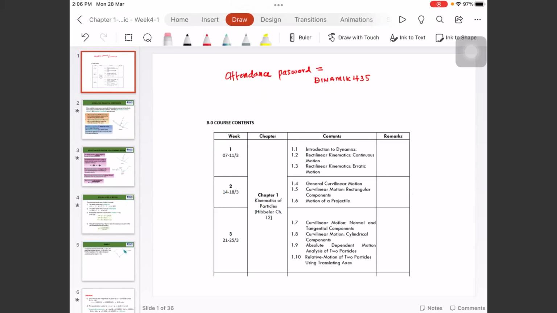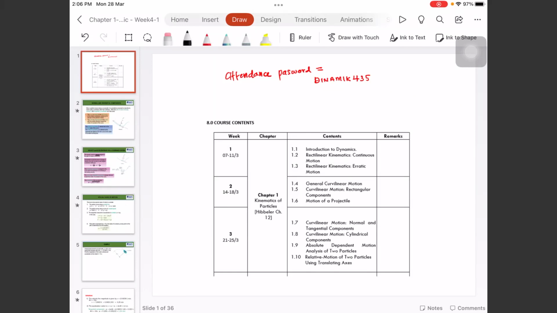So today we continue our lecture. Hari ni saya cuba, I try to finish our chapter 1. So kita lihat kita boleh finish ke tak. Sepatutnya now is week 4. Okay, so we are still on chapter 1. Last week we have covered up to motion of projectile yang ni lah.